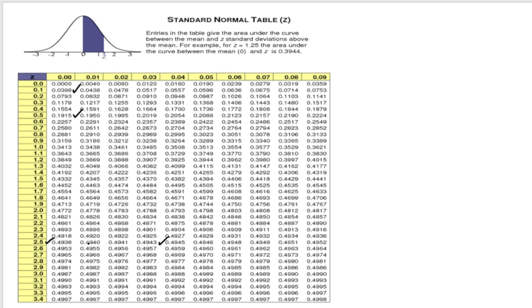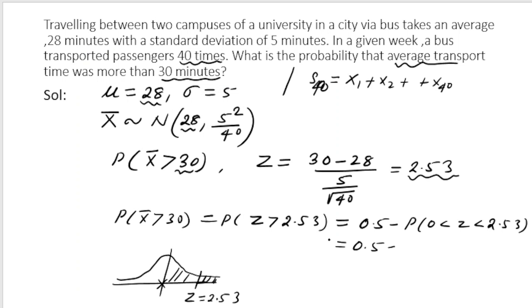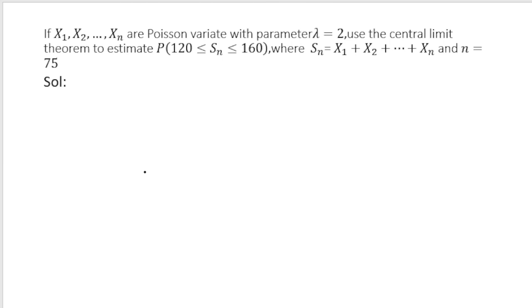So if you look at 2.53, it is 0.4943, right? So it is 0.4943. So I will get 0.4943. So this probability will be equal to what? This will be 0.0057. So this is how you solve the problem, right? I hope things are becoming very clear and you are enjoying the video.